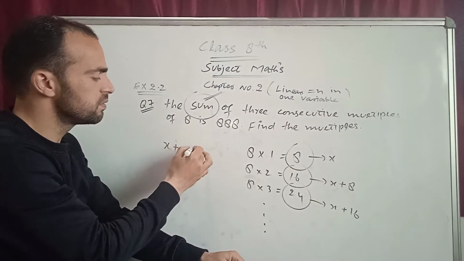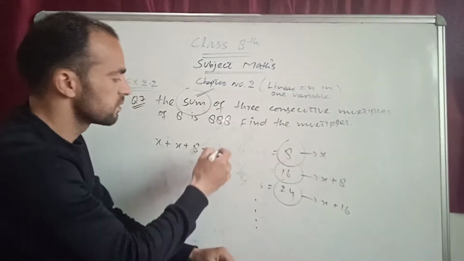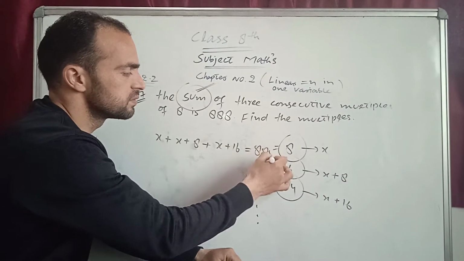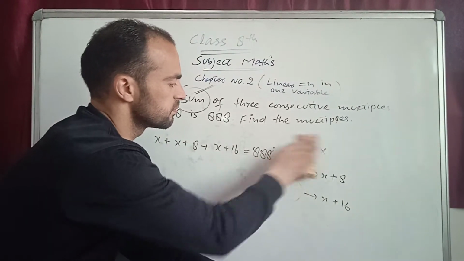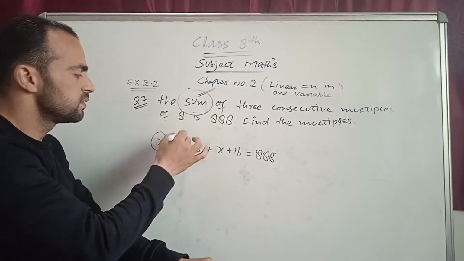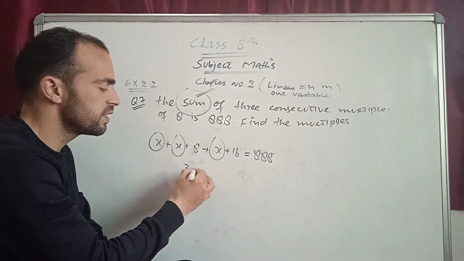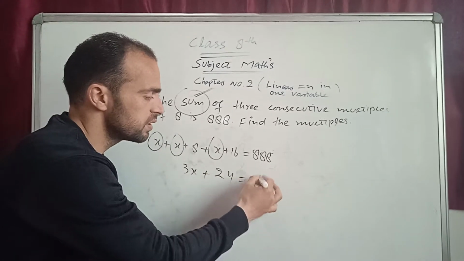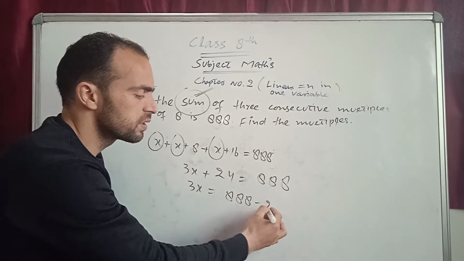Once we take their sum, it will be x plus x plus 8 plus x plus 16 is equal to how much? 888. Now I will erase this first. It is x. How many times is x coming? It is 3 times. So I should write 3x plus 8 plus 16, that means 24, is equal to 888. So 3x will be equal to 888 minus 24.